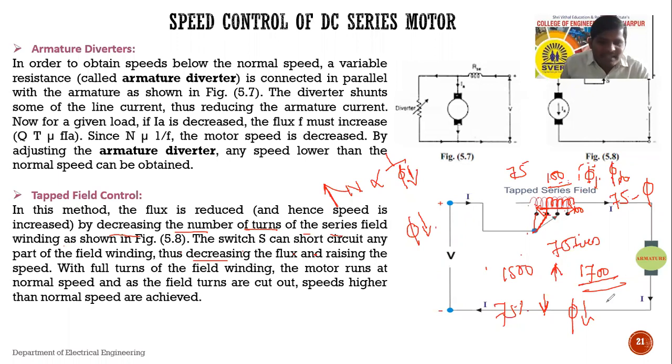That means, raising the speed: with the full turns of the field winding, the motor runs at a normal speed, and as the field turns are cut out, meaning we are reducing the field turns, speed higher than the normal speed is achieved. That means we are increasing the speed from that of normal speed. From normal speed, what are we doing to the speed? We are increasing it.